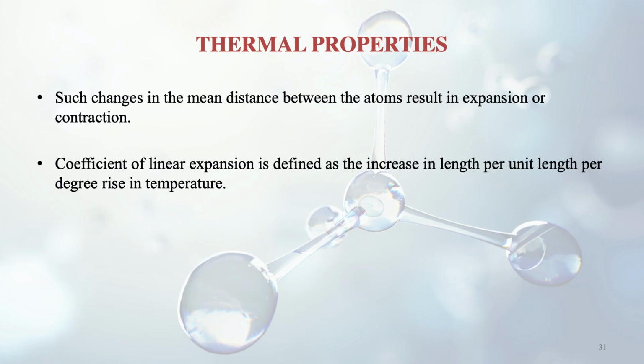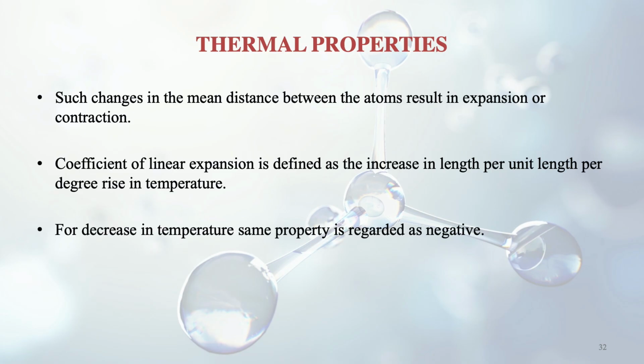There is one terminology called the coefficient of linear expansion, and it is defined as the increase in length per unit length per degree rise in temperature. Meaning, suppose there is a specimen, then how much increase in length has taken place due to temperature, that is divided by the original length and also by the degree rise in temperature. Then we get the coefficient of linear expansion due to thermal effects. For a decrease in temperature, the same property will be regarded as negative.